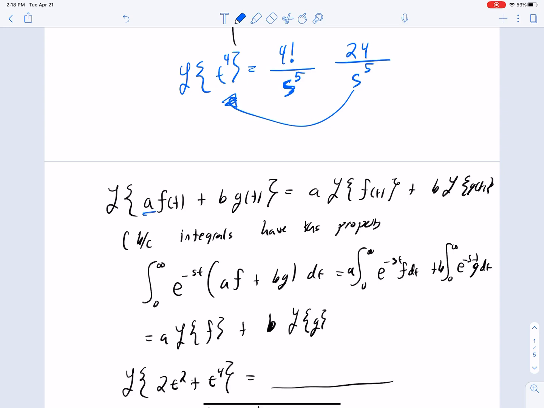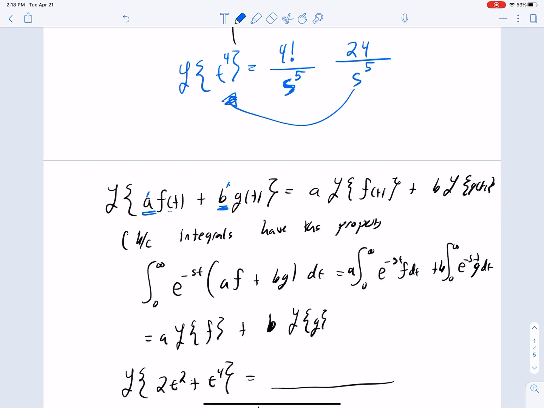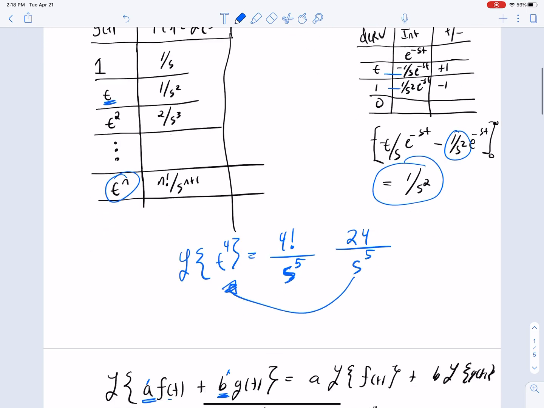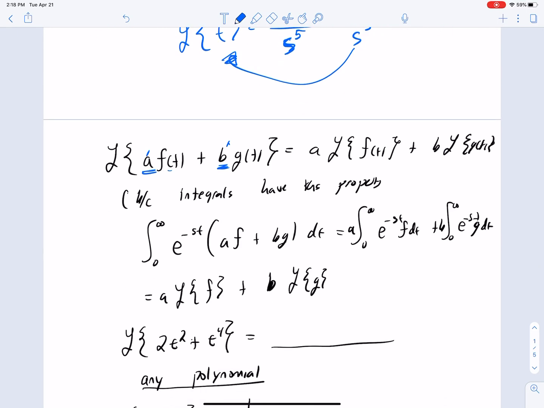So if I have a function that's written as a times f of t plus b times g of t, this is what we'd call a linear combination of the functions f and g, right? So we combine them up with an a spice of f and a b spice of g. Then, because the Laplace transform is defined as an integral, which is itself a linear operator, this becomes a times Laplace of f plus b times Laplace of g. So we can split them up across a sum, and we can pull scalar multiples out front.